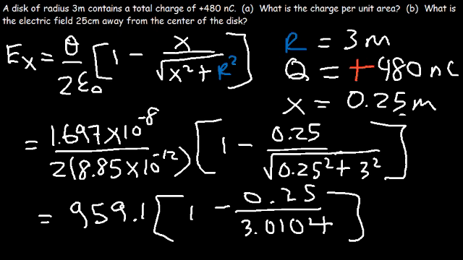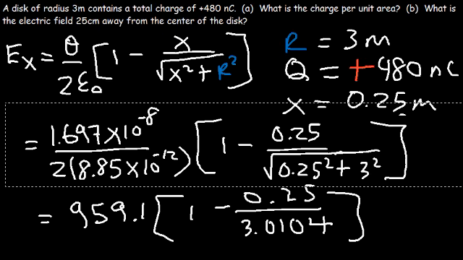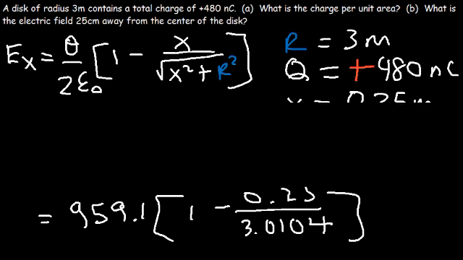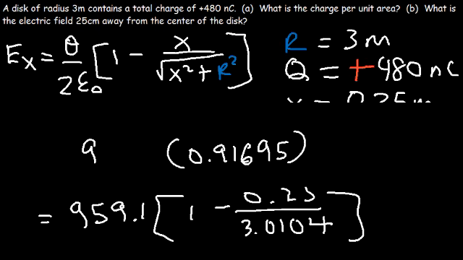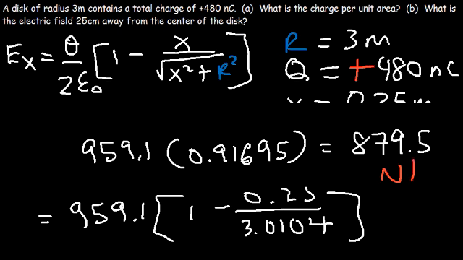1 minus 0.25 divided by 3.0104. That's about 0.91695. So you should get a final answer of 879.5 newtons per coulomb.